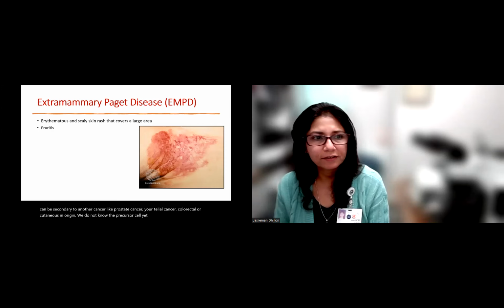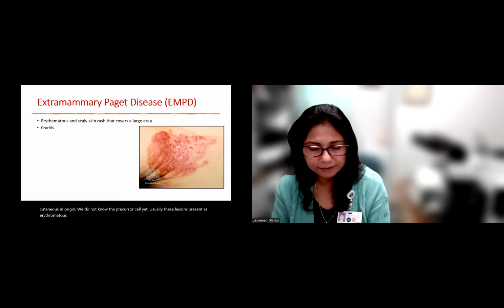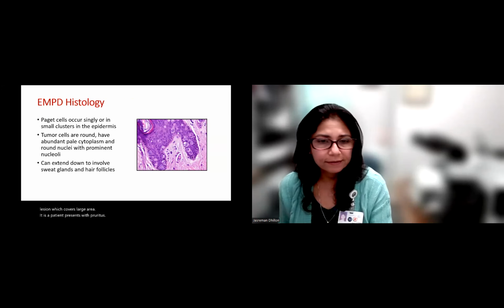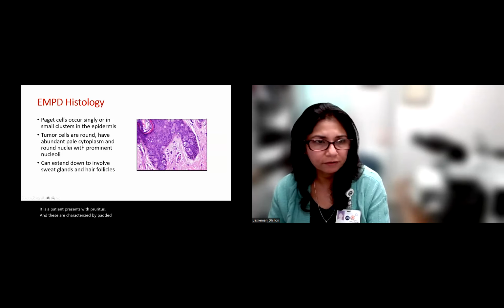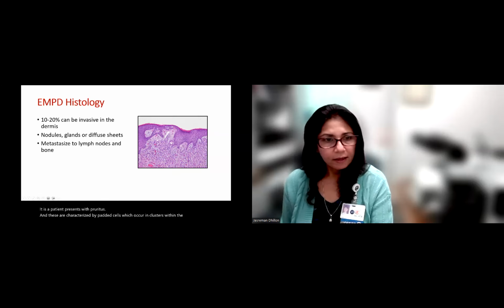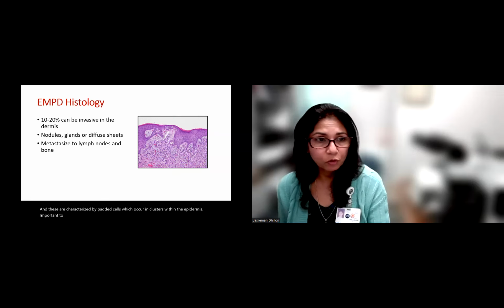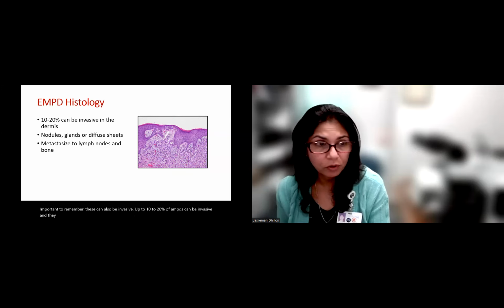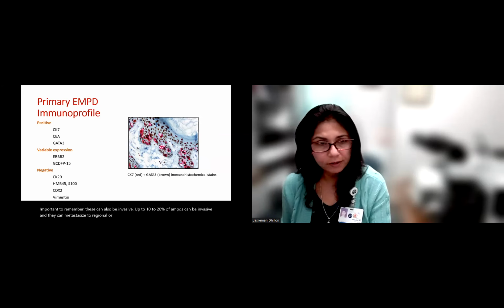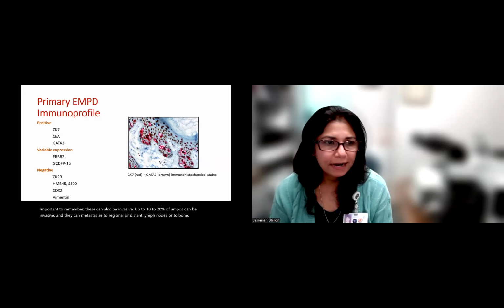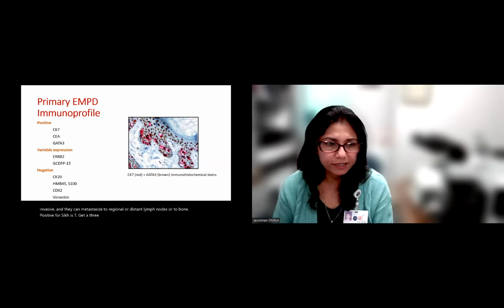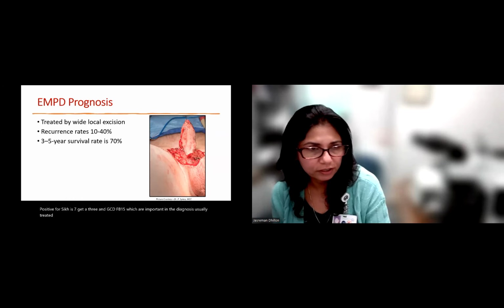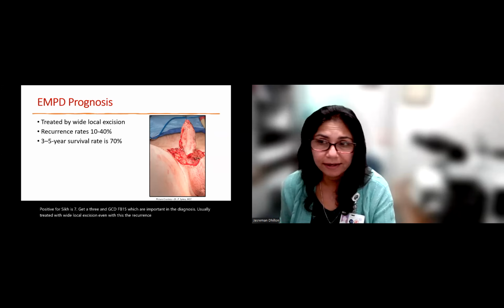Usually, these lesions present as erythematous scaly skin lesion, which covers a large area. The patient presents with pruritus, and these are characterized by pallid cells, which occur in clusters within the epidermis. Important to remember, these can also be invasive. Up to 10 to 20% of EMPDs can be invasive, and they can metastasize to regional or distant lymph nodes or to bone. Positive for CK7, GATA3, ER, and GCDFP15, which are important in the diagnosis, usually treated with wide local excision. Even with this, the recurrence rate can be as high as 40%.